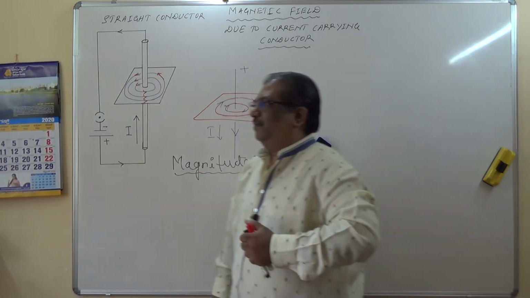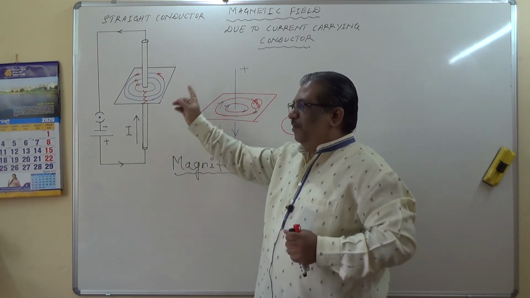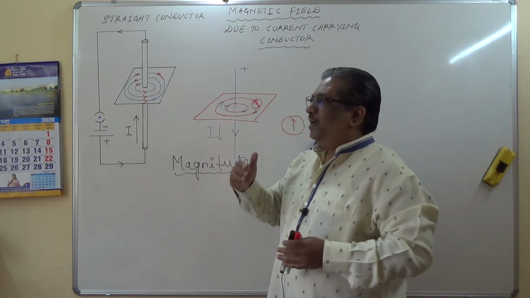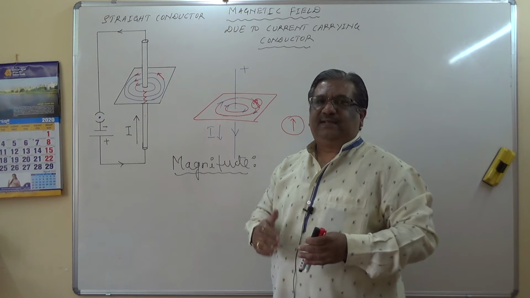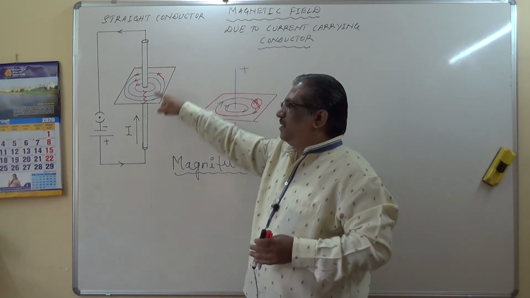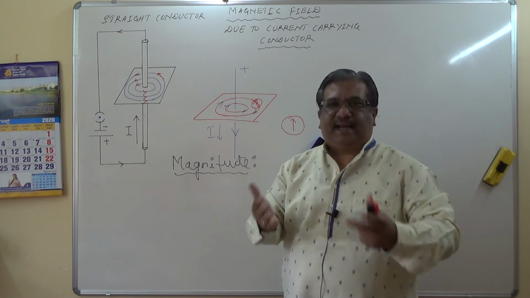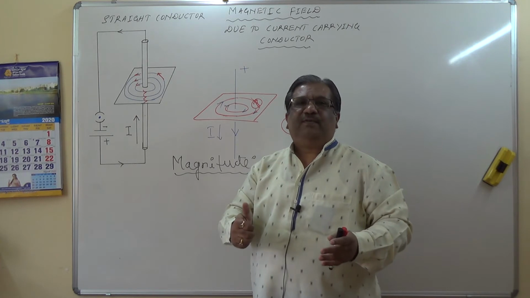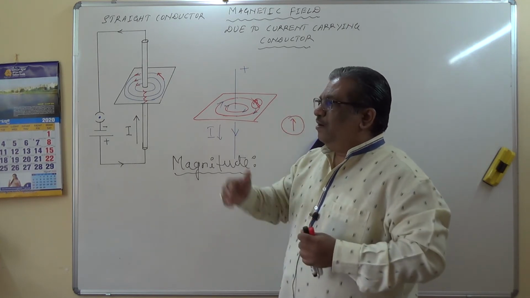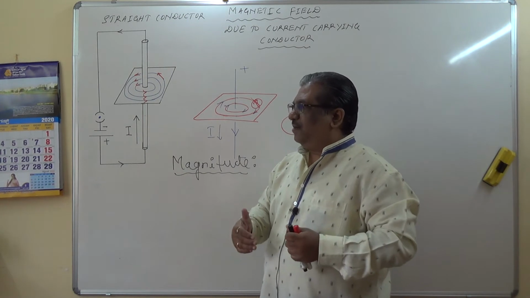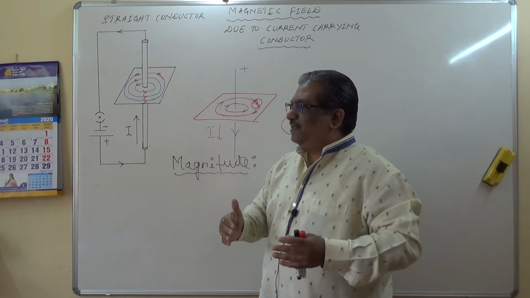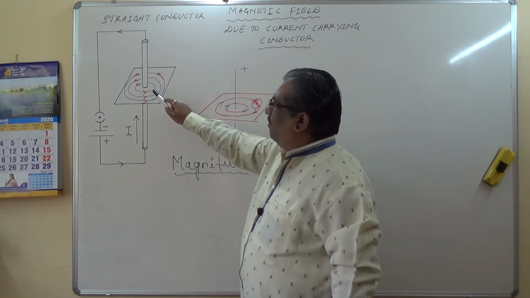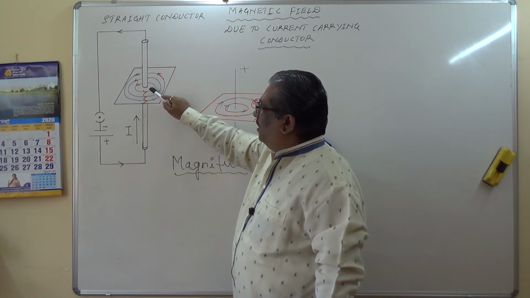I'll read a couple of points here. The magnitude of the magnetic field produced at a given point, at any point, increases as the current through the wire increases. If I increase the current through this conductor, the magnetic field strength also increases. It is directly proportional to the magnitude of the electric current. For a given current in the conductor, the magnetic field produced decreases as the distance from the conductor increases. Simple. The magnetic field strength is high near the conductor.